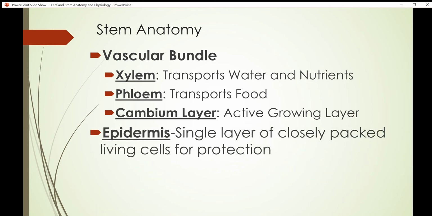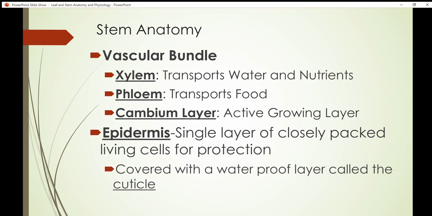The epidermis is the single layer of closely packed living cells for protection. This is like the skin. Epidermis would be another term for our skin. Okay, the outside layer of your body is called the epidermis. The plant is covered with a waterproof layer called the cuticle. And this is not to keep water out. This is actually to keep water in. Because if they didn't have a barrier, it would dry out and dehydrate very fast, especially if it's in a hot environment.